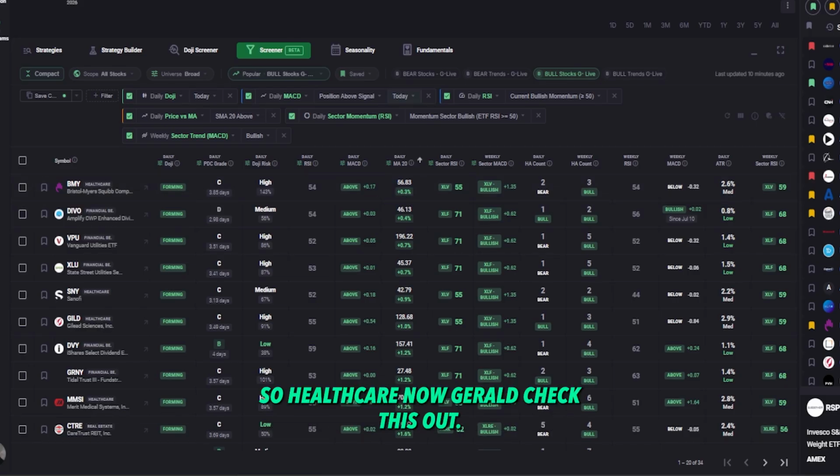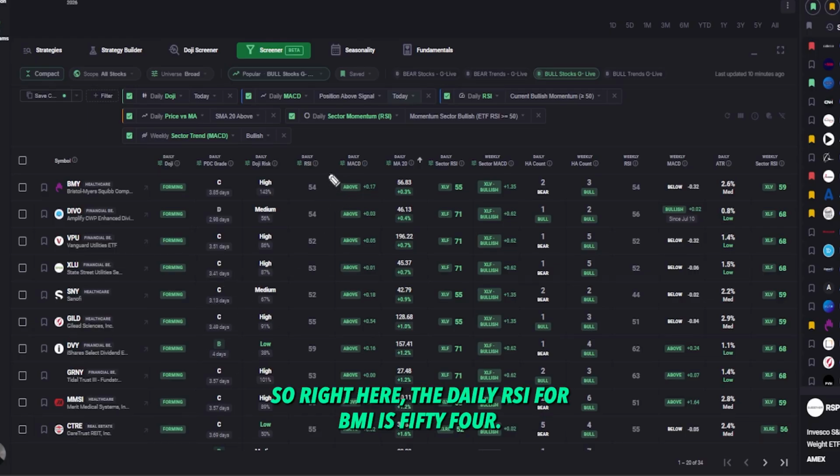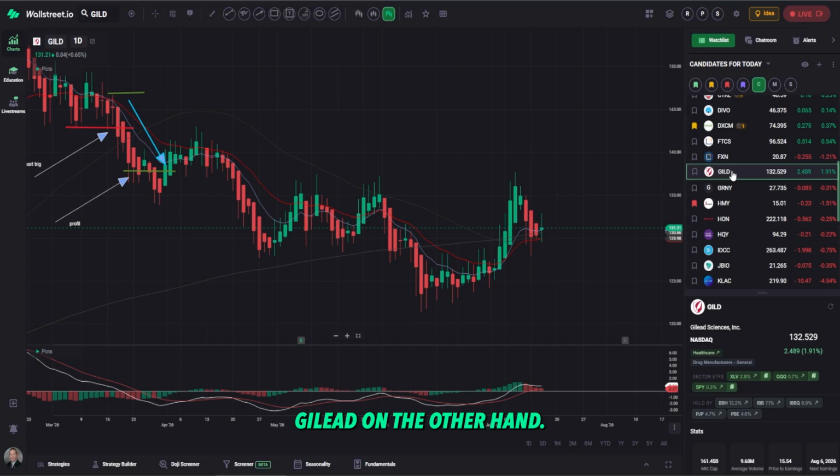So healthcare, now Gerald, check this out. Yeah, relative strength index is different than relative strength. Now this is the RSI of the individual stock and the individual company, where we add up the last 14 candles. So right here, the daily RSI for BMY is 54. The sector is 55. The weekly RSI is 54. The sector is 59.